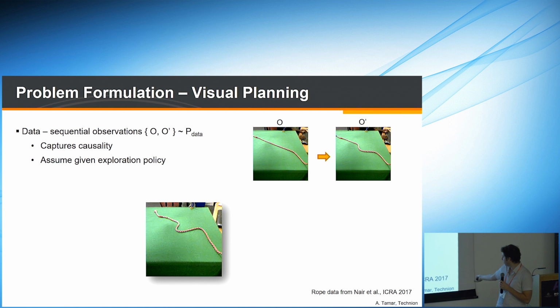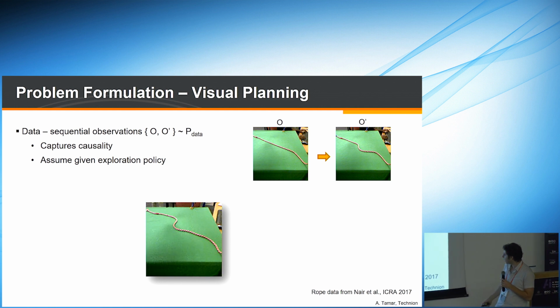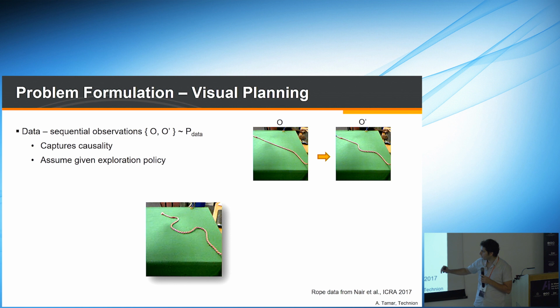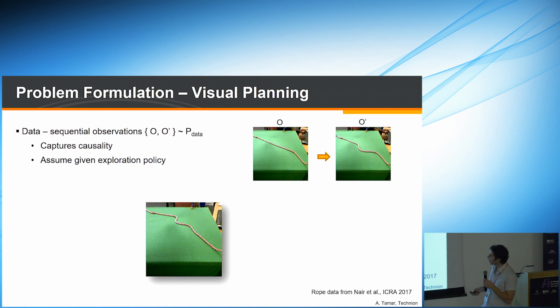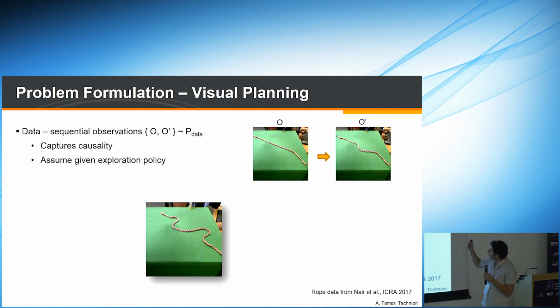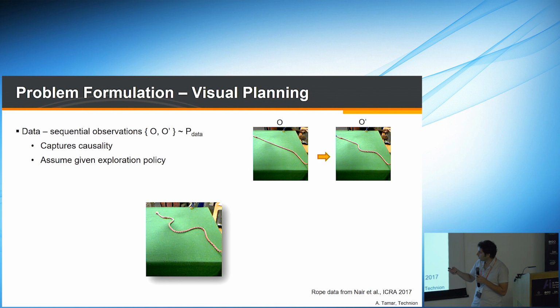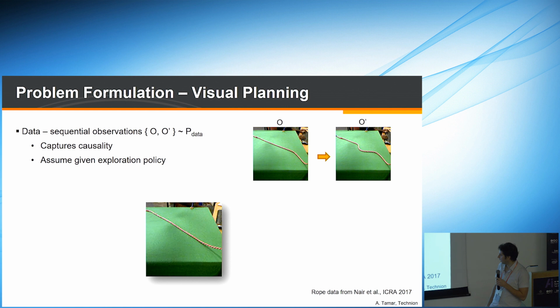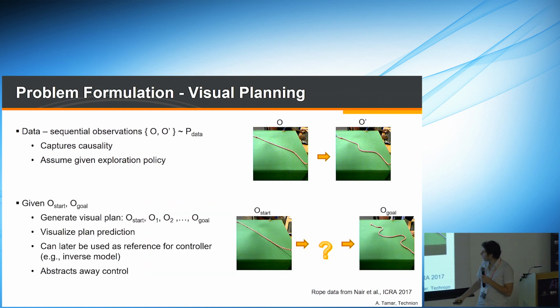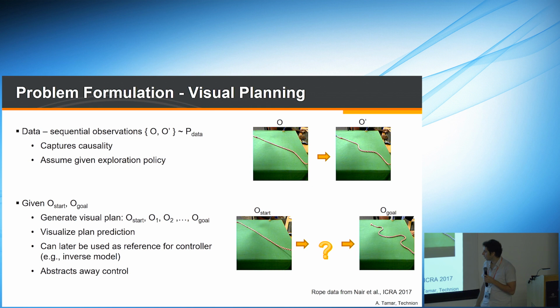This is data collected from a paper by Nair et al., not our work. They collected this data about the rope, and now we want to process it into some kind of model. So we assume that our data is pairs of observations from this collected data. The idea here is that pairs of observations have some information about the physics of the rope, some causality, what can happen before something else. So for example, we know that the rope can't split in half or move too drastically in this type of environment.